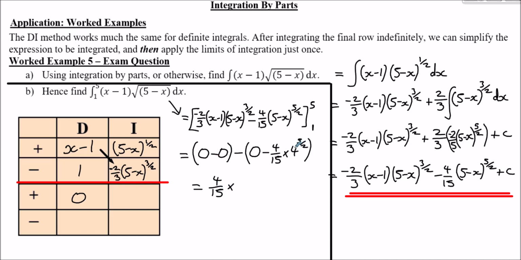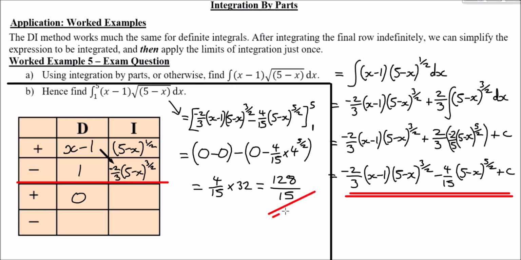Obviously use your calculator if in doubt, but this is quite a nice GCSE or pre-GCSE question. So I can take 4 to the power half, the square root of 4, which is 2, and that to the power 5 is 32. 2 times 2 times 2 times 2 times 2 is 32. So in exact form, 4 times 32 is 128 over 15.